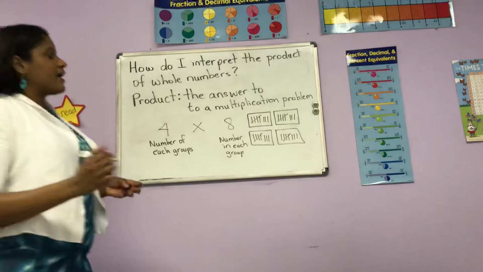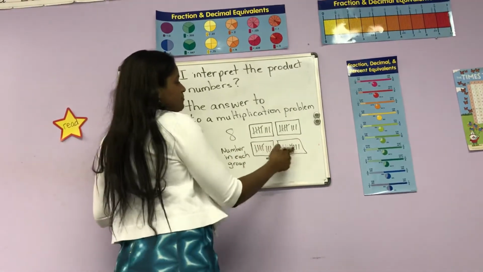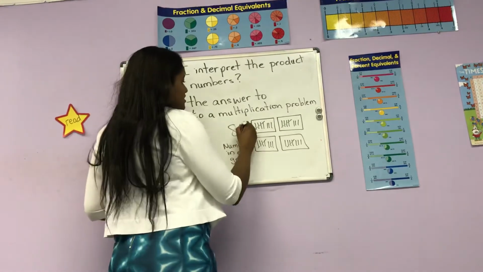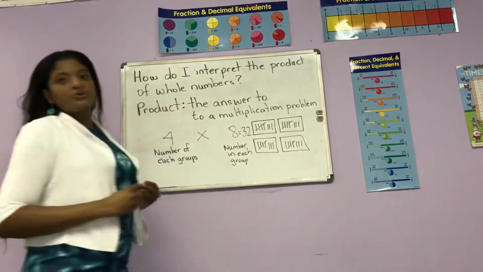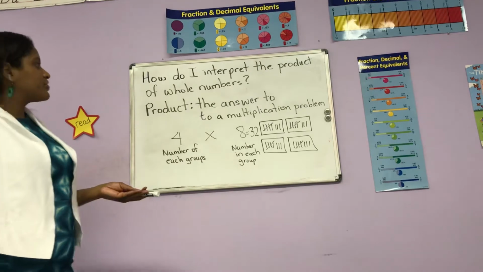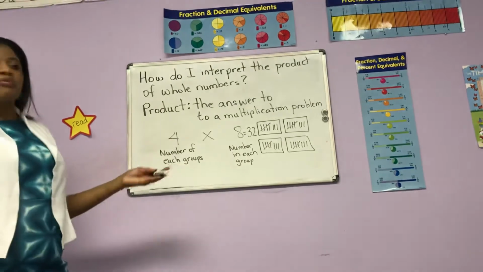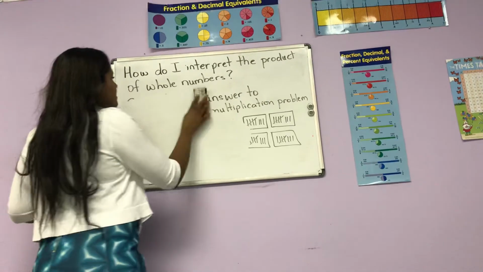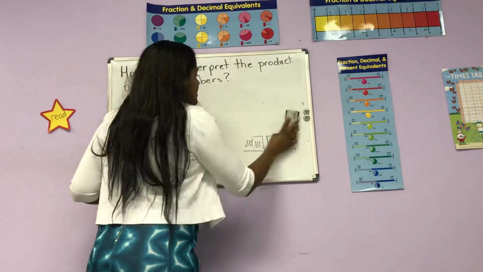So here I have 8 plus 8 plus 8 plus 8, which is 32. So now I know 4 times 8 is 32. So this is how we interpret the product or figure out the product of a multiplication. And we can use this to help us solve many different types of problems.